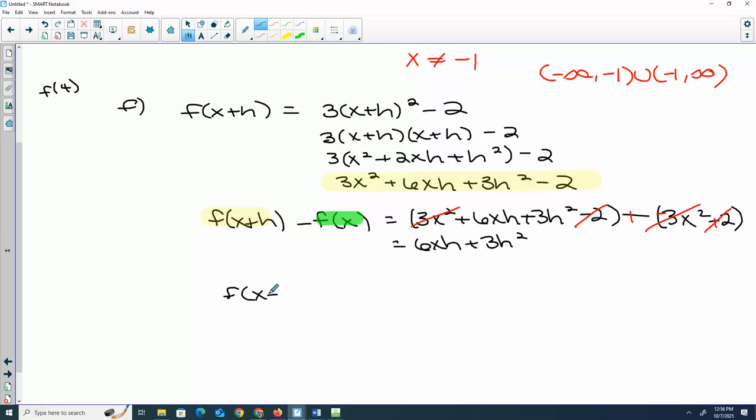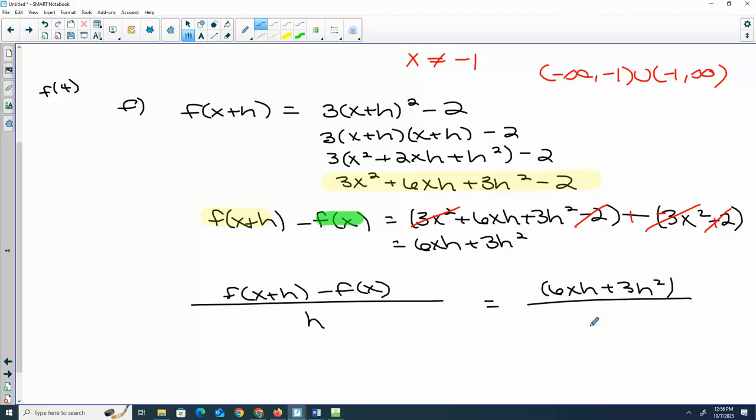And then I would say find f of x plus h minus f of x divided by h. So what do we do there? Plug in 6xh plus 3h squared divided by h. The numerator is what we just got. Divide that by h, so you get 6x plus 3h. Is there anything else on question 10 that we need to talk about? Question 11.